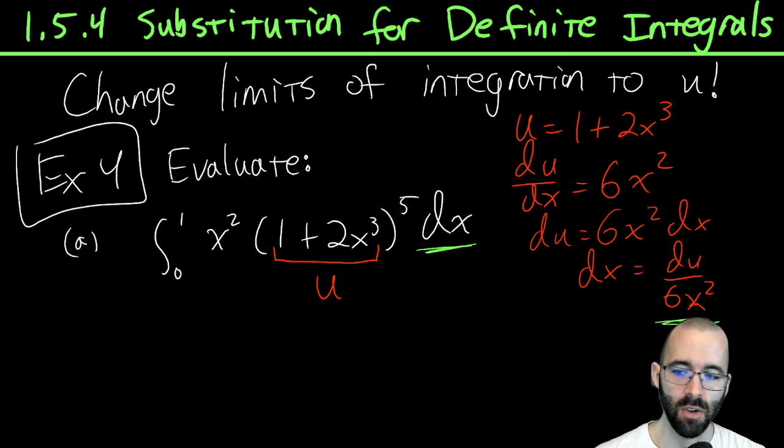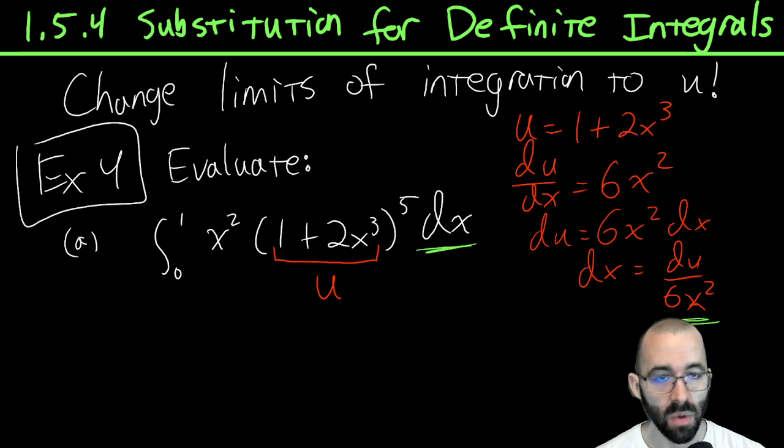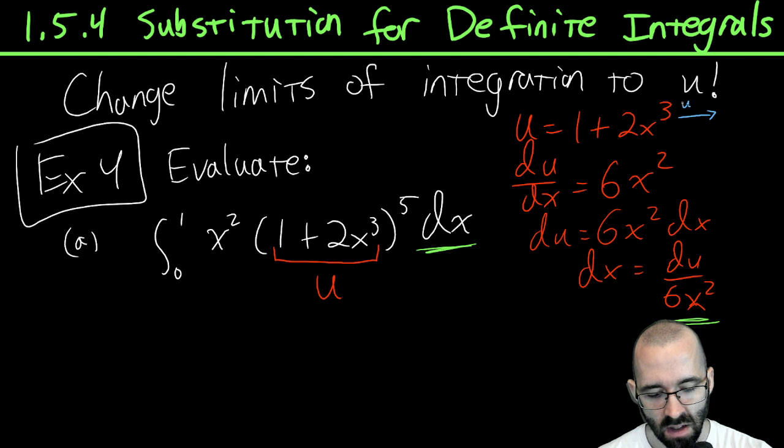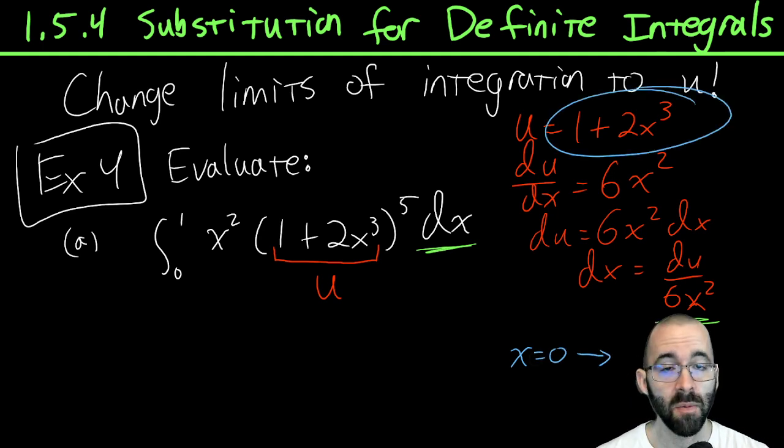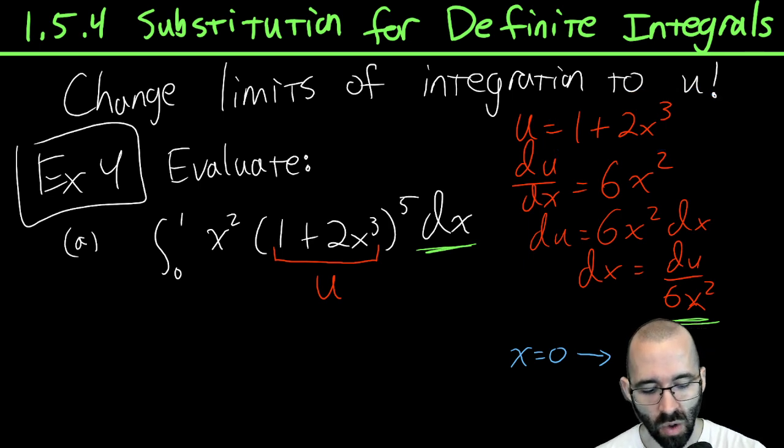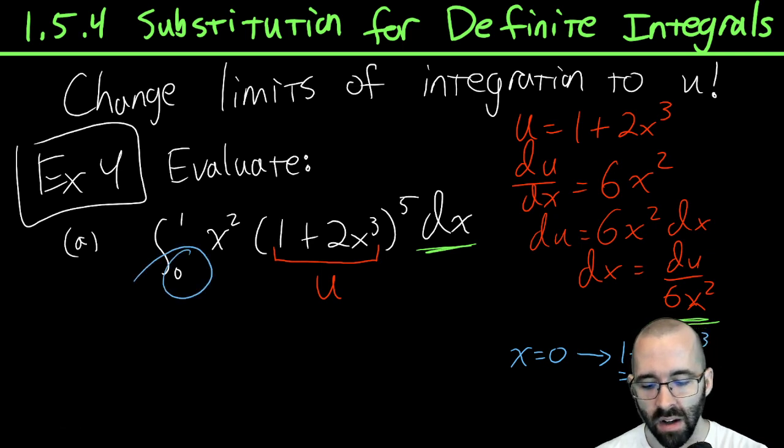And then here's the new thing. If u is 1 plus 2x cubed, well then what happens if x equals 0? Let's use blue. If x equals 0, well then, what does u become? If x is 0, u is 1 plus 2 times 0 cubed. u is just going to be 1. So this updates to a 1.